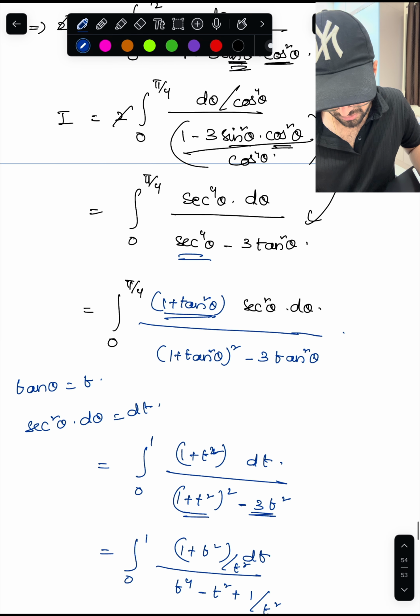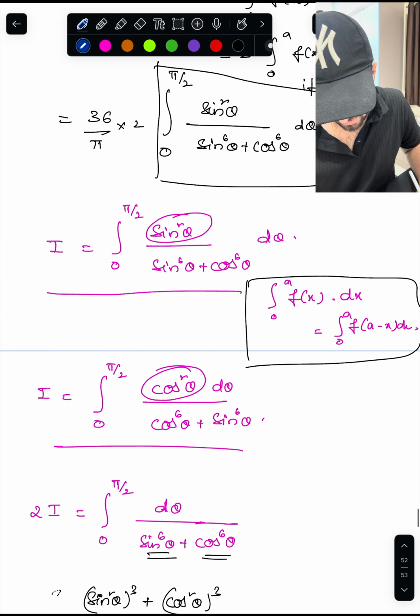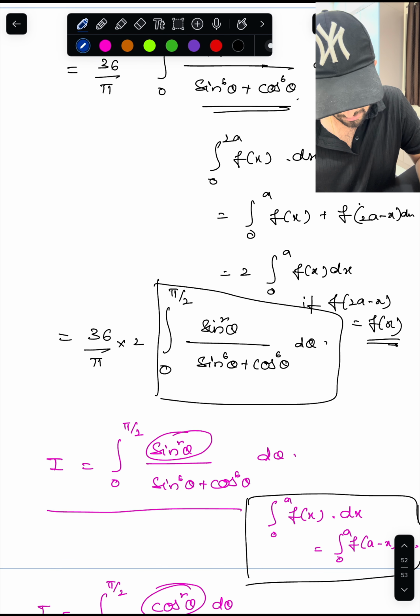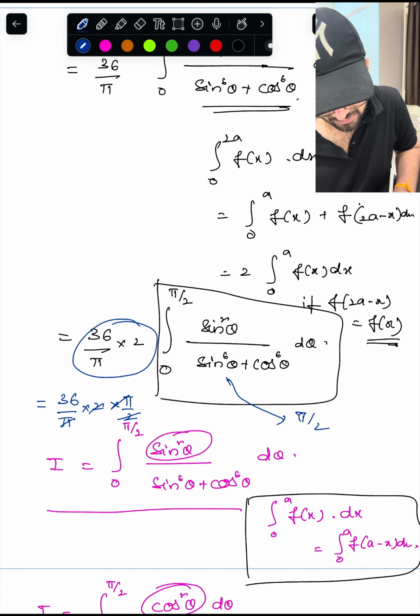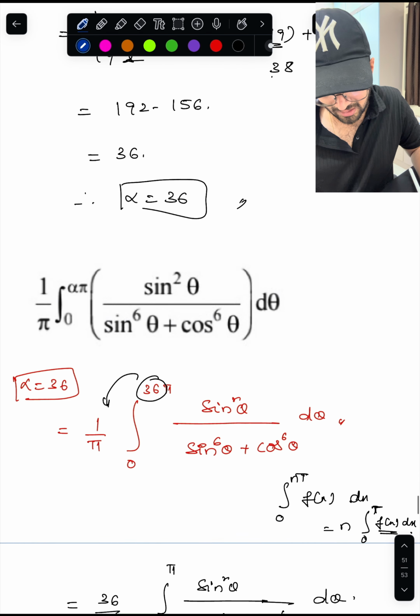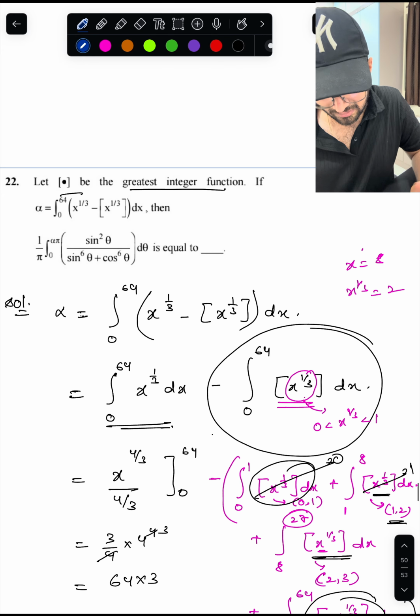Now substitute the I value we got. So 36 by pi into 2, this value is pi by 2. So pi cancels, 2 cancels, and you are getting 36. The answer of this question is 36.